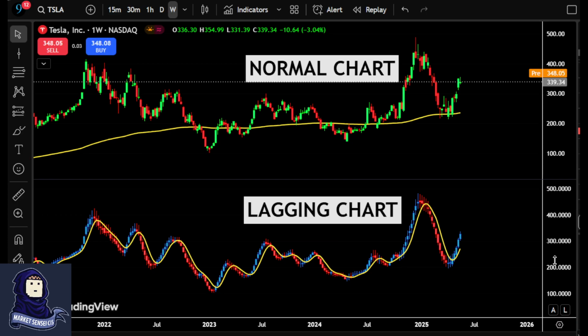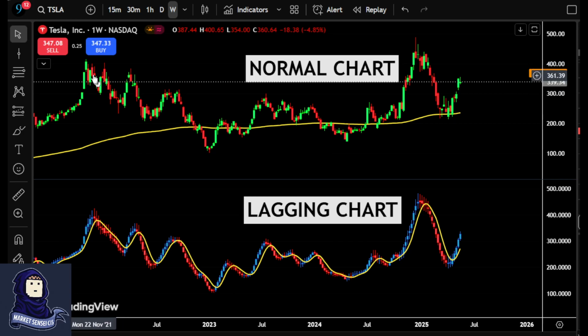As you can see here, we have a normal chart and a lagging chart. A lagging chart can consist of any chart that doesn't show the most recent price action. More like you can't say it's the most recent price action; it's more like the most recent price is where the price is. It just lags.